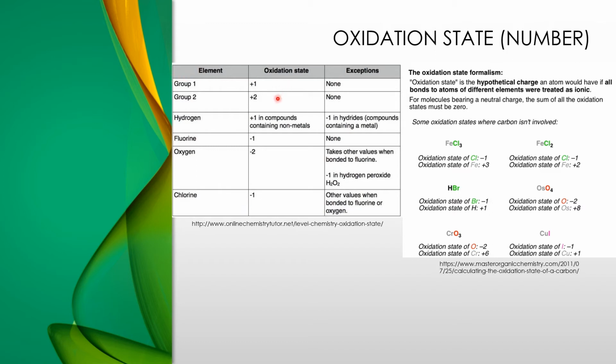So as an example, when we look at group 1 and group 2, so the elements that are in our s block, they always have a charge of +1 and +2.